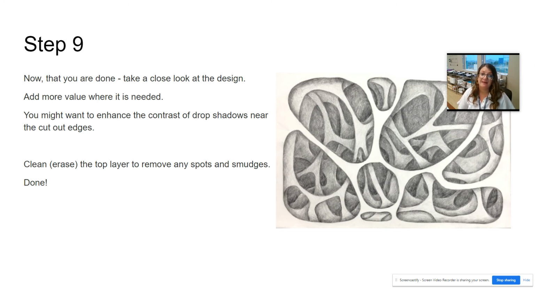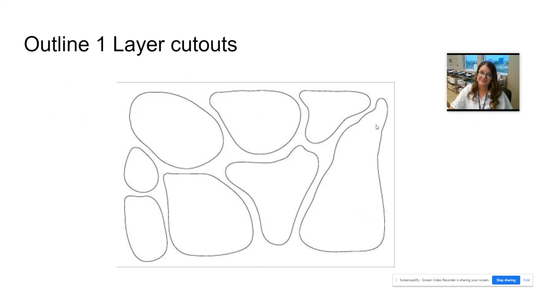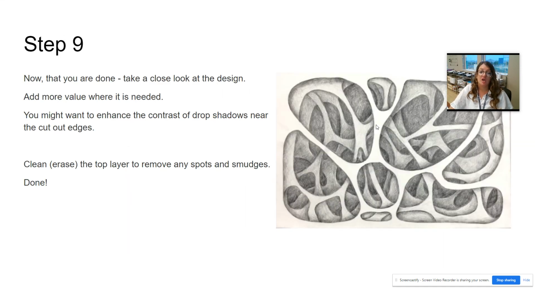And you really want to have clean lines. So once you are all done, take an eraser and erase around the edges of a few different layers. The top layer up here, and a few down here. You really want to erase around the edges and remove any spots or smudges so that it looks really neat and nice.